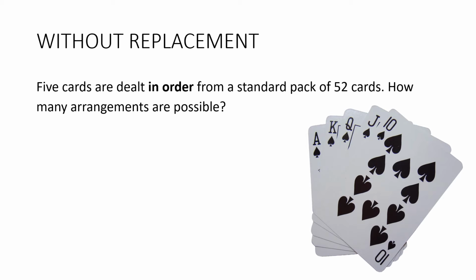Now that previous question is what we call with replacement because duplicates were allowed. For example, we could have had the number plate AAA000, but quite often we're asked questions without replacement, like this one. 5 cards are dealt in order from a standard pack of 52 cards. How many arrangements are possible?